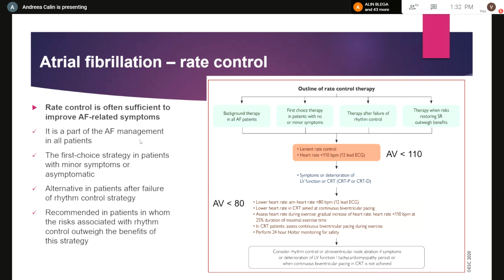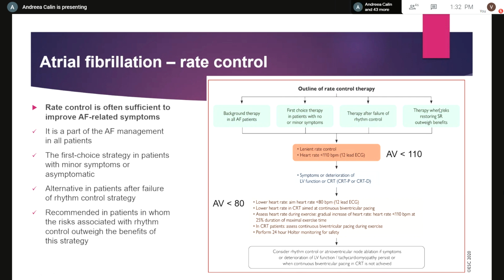The rate control is often sufficient to improve the symptoms. It is part of the management in all patients with atrial fibrillation. It is the first-choice strategy that we can apply in patients with minor symptoms or who are asymptomatic, and it is an alternative in patients with heart failure or after failure of a rhythm control strategy. And if you cannot obtain sinus rhythm, you can control the rate.